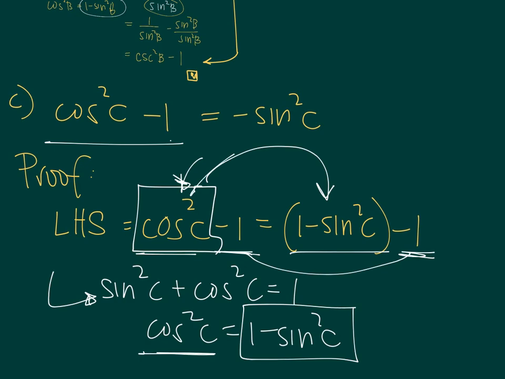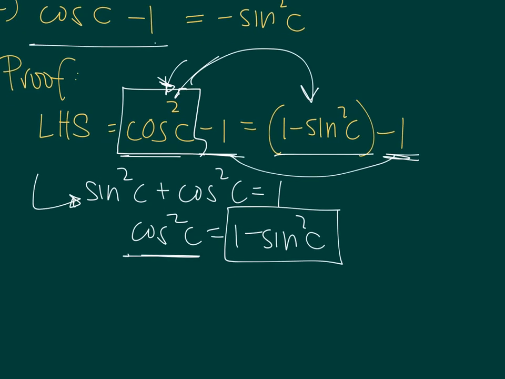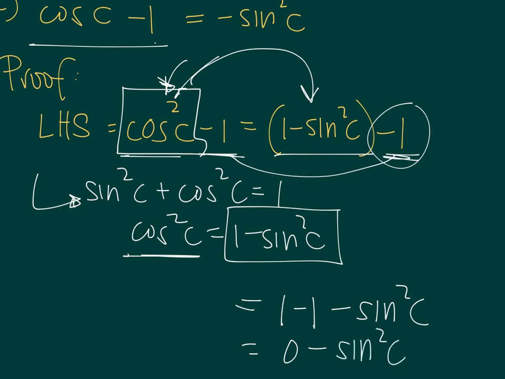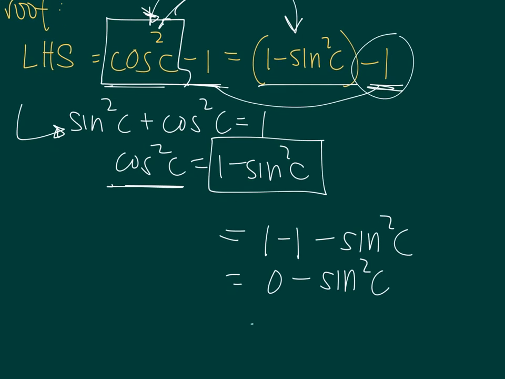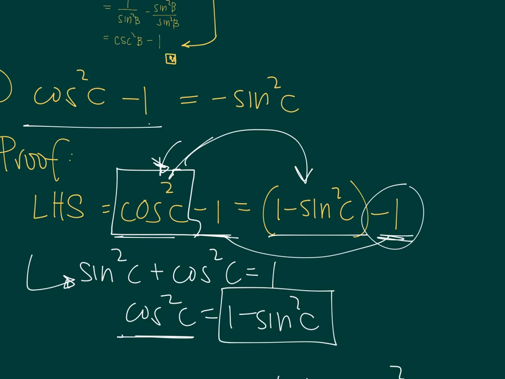And then, what will happen after this? So 1 minus 1 is 0. So 1 minus 1, then minus sine squared C. This is 0 minus sine squared C. Is it necessary to write the zero? And then after that, you just end with whatever the result is. And that's exactly what we're trying to prove. That's what we're looking for. So the right side is negative sine squared C.